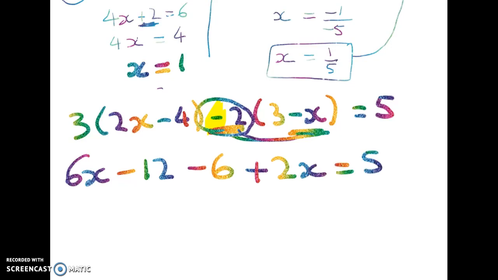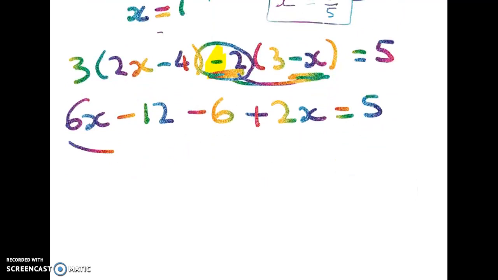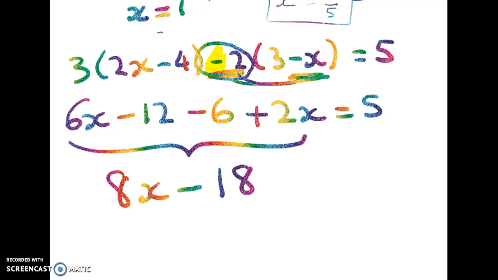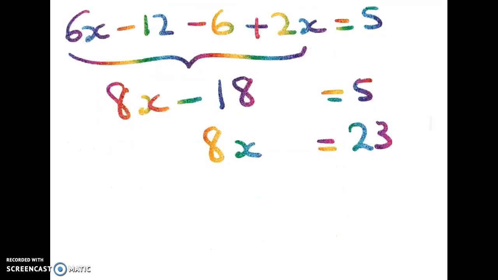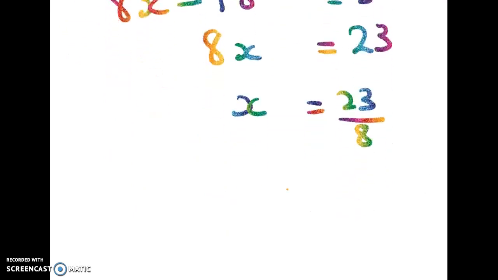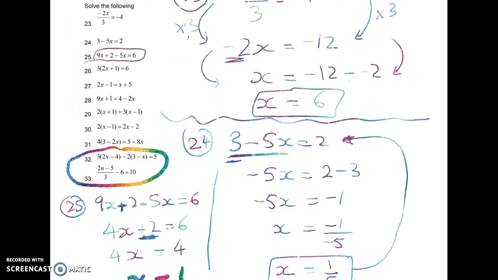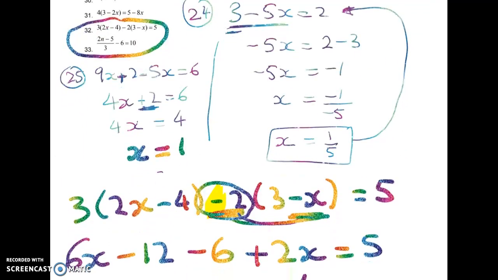That equals 5. First thing to do here is to clean up my like terms on this side. I get 8x minus 18 is equal to 5. 8x is equal to 5 plus 18, which is 23. That's not a particularly lovely number, but I get x is equal to 23 on 8, which we can write more nicely as 2 and 7/8. So that's that one. Wonder if I can squeeze in question 33 before the video runs out. Let's see. 33, yep, I think I can.